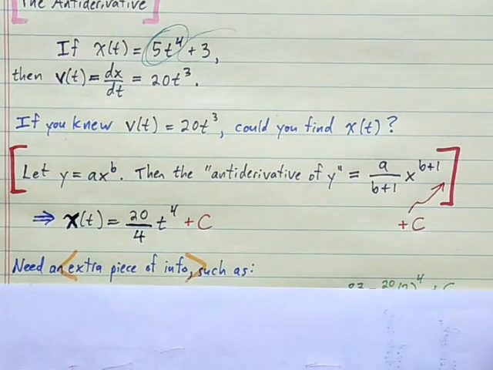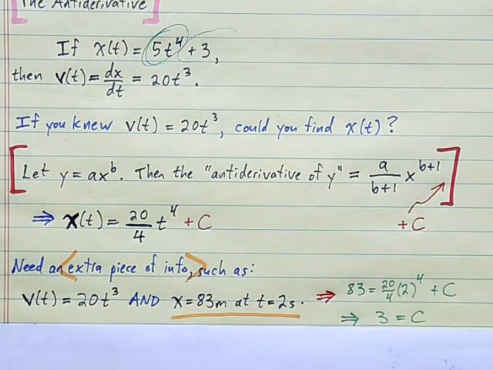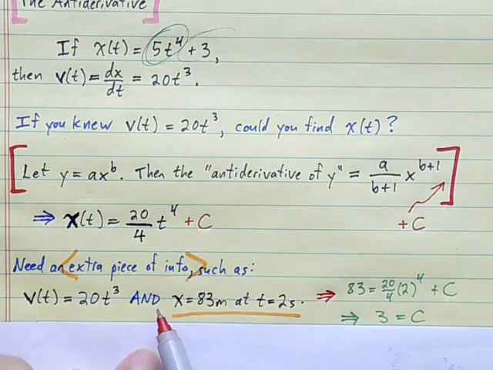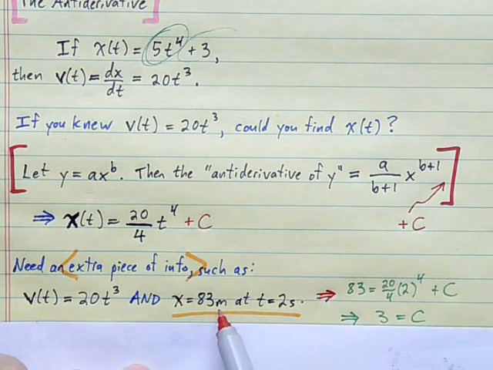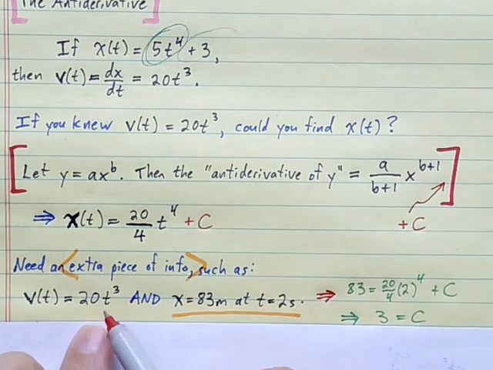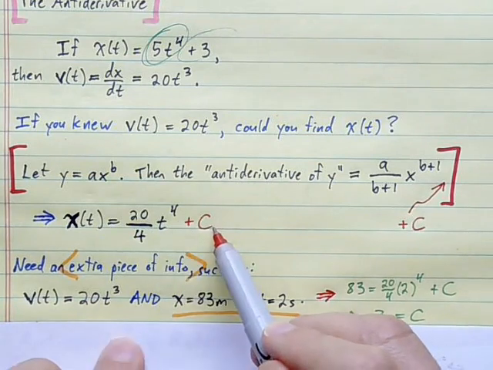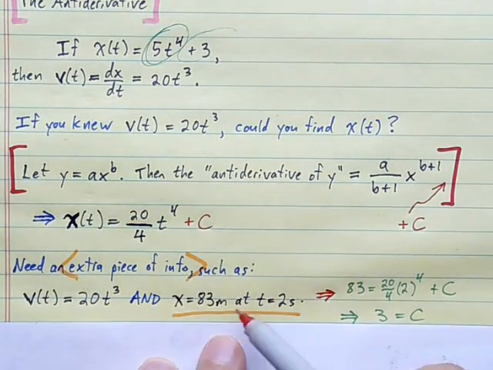So that could look like this. Suppose we were told that the velocity as a function of time was 20t cubed, and here comes the extra piece of info. If we were told that the position was 83 meters when t equals 2 seconds, that's now enough information to recover the full position function. So what we would do is find our antiderivative of the 20t cubed, which gives us 5t to the fourth plus c.